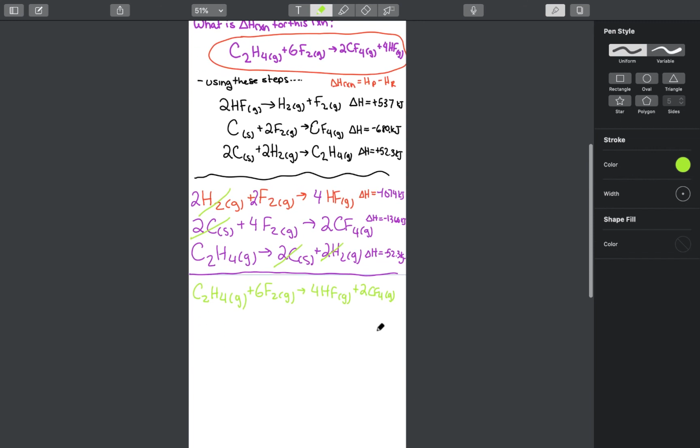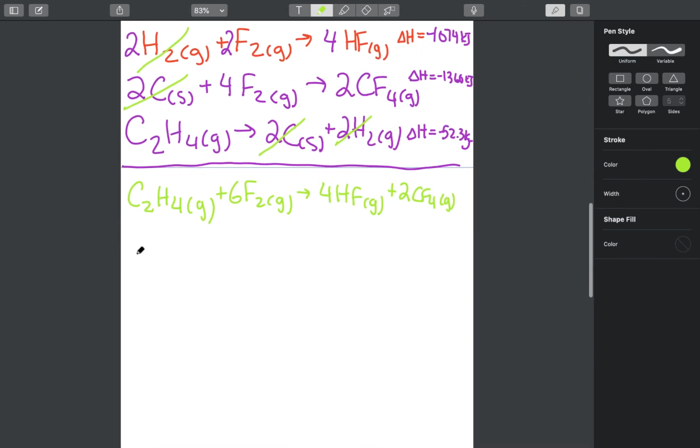So now what we got to do is we have to add all of our values together. So delta H of the reaction will equal negative 1074 kilojoules plus negative 1360 kilojoules plus negative 52.3 kilojoules. And when you add all of these together, you will get delta H of the reaction is equal to negative 2486.3 kilojoules.